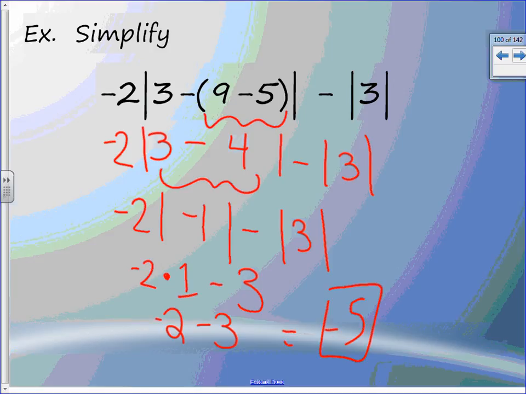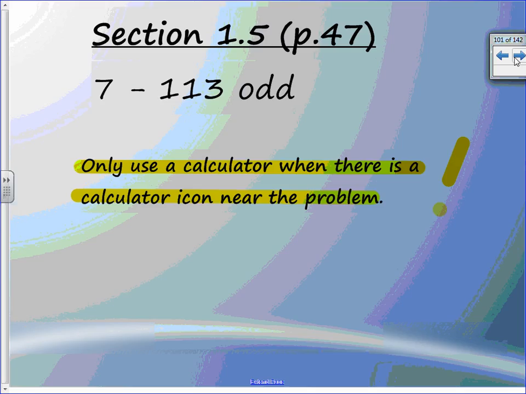Inside out. And the thing is with these, there's really no, oh, this sounds right or sounds wrong. Some of these problems will really feel right or wrong. They'll all feel right even if you're doing them wrong. So it's going to be very important that you show work, check your work when you're done. So use a calculator only when there is a calculator icon near the problem. So if you guys can go ahead and get started.